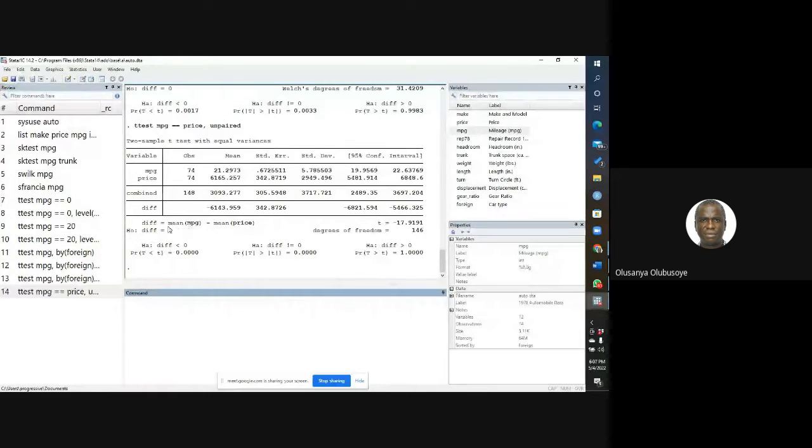So as I said, the mean MPG, this test is saying there is no difference between the mean of MPG and the mean of price. And if there is no difference, it means that the difference will be equal to 0. Based on this null hypothesis, you are going to reject the null hypothesis. If this is your alternative hypothesis, you are also going to reject the null hypothesis, and you will conclude that there is a difference, and the difference is negative.